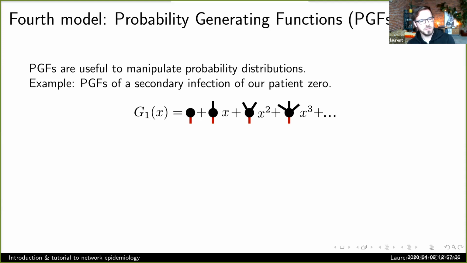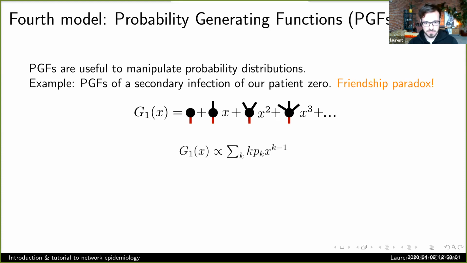So we might be interested, for example, in the PGF of secondary infections of our patient 0. Now we're following an edge from patient 0 to someone else, and we want to know how many people that person is going to infect. Here I have the edge that we're following colored in red, and I can reach someone who's not going to infect anyone, someone who's going to infect 1 person, 2 people, 3 people, and so on and so forth.